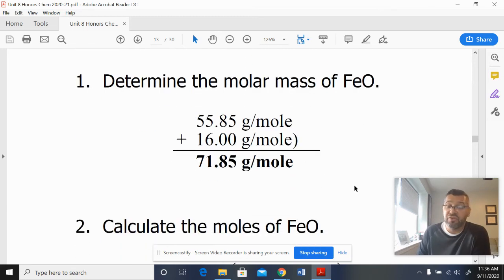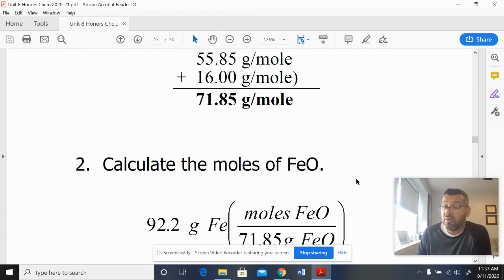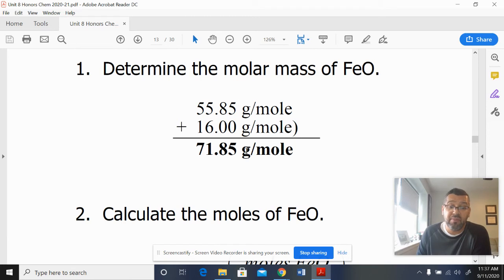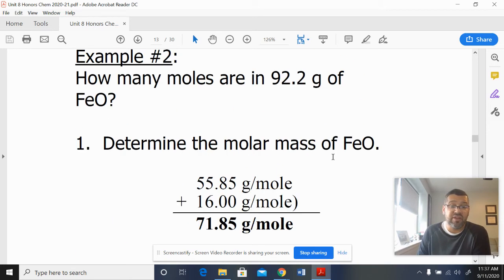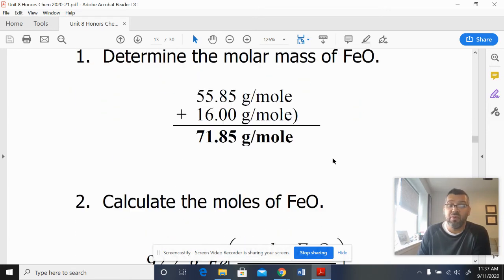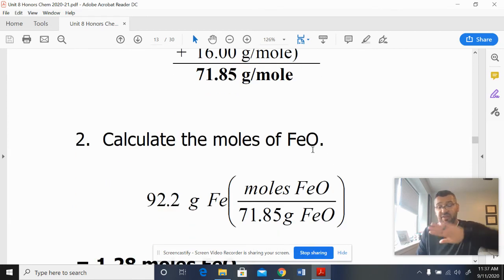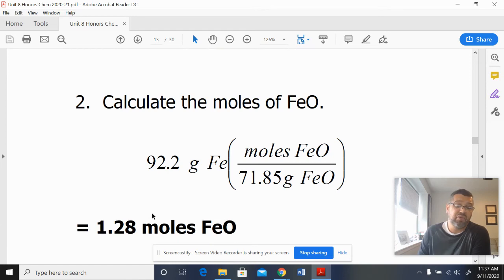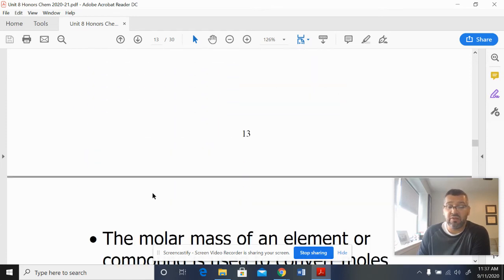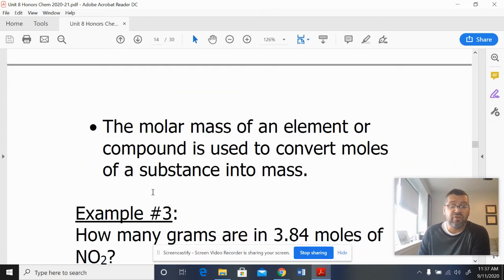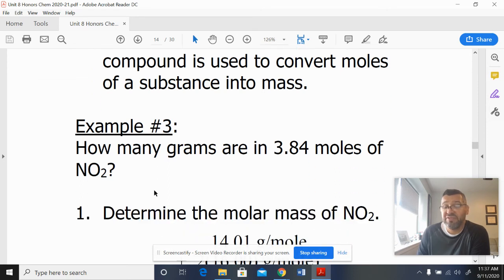Just like before, which form do we need? What we want goes on top, right? What do we want, moles or mass? Well, the question's asking how many moles. So we want the moles on top. So that means we're going to have to flip it. So we have the moles on top, the grams on the bottom. Do the math. 92.2 cancels out grams, right? Leaves you with moles on top. Do the math. 1.28 moles of Fe and O. Okay. So you can do this a bunch of different ways.